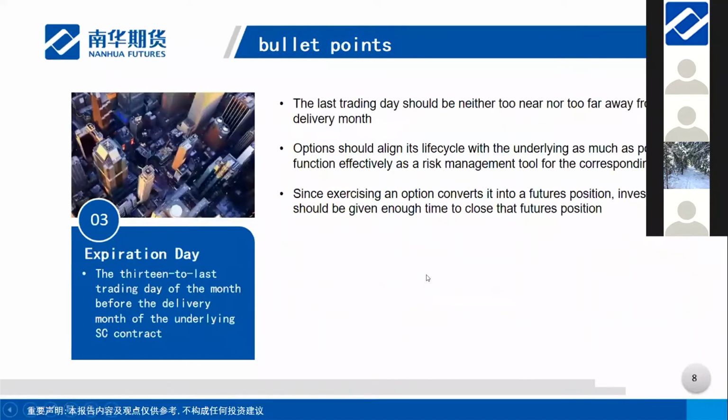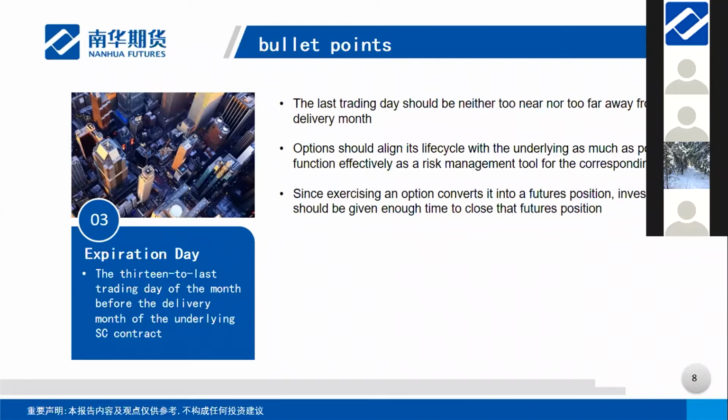The third detail that I want to explain is the last trading day of the option. The expiration day is the same as the last trading day. It is the 13th to last trading day of the month before the delivery month of the underlying SC contract. What we need to know is that the last trading day should be neither too near nor too far away from the delivery month.